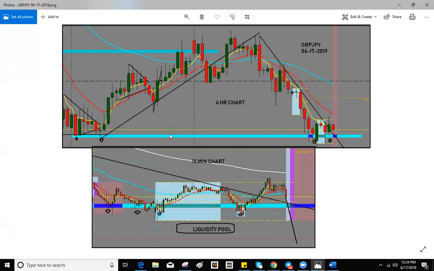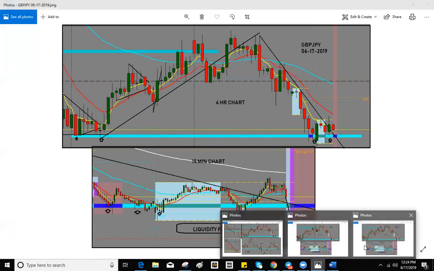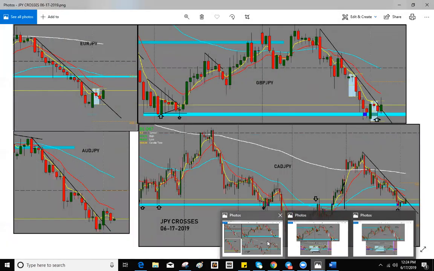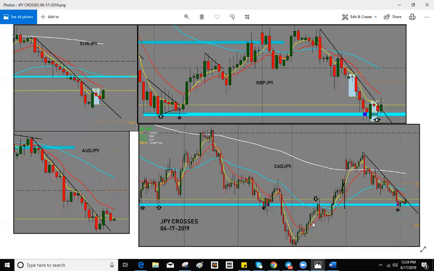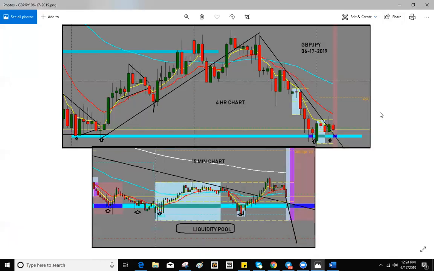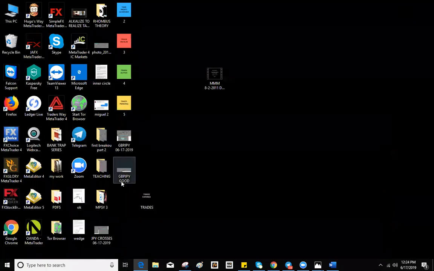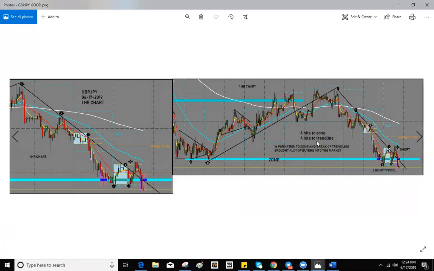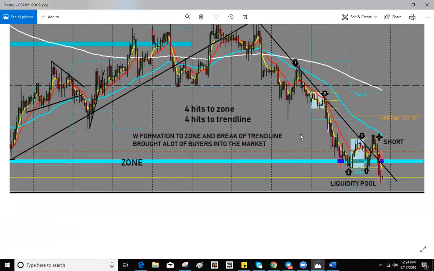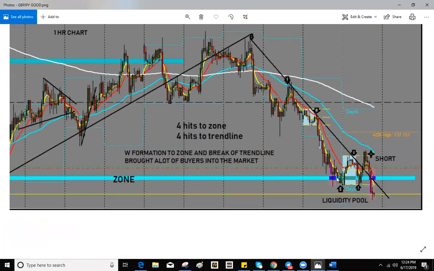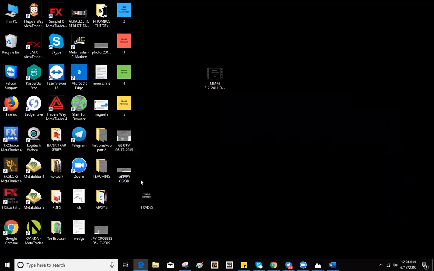So now what do we see? We see at least 2 psychological levels that are being played off of, right? We do see that. We see a trend line and a zone. Induction to a zone and a breakout of a trend line. Now, what's next that we need?